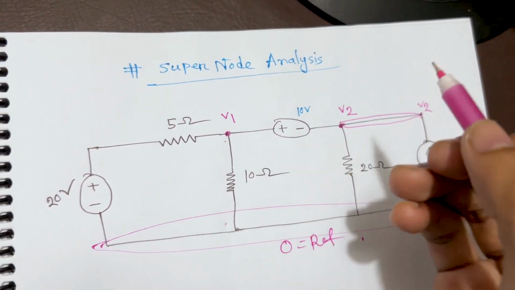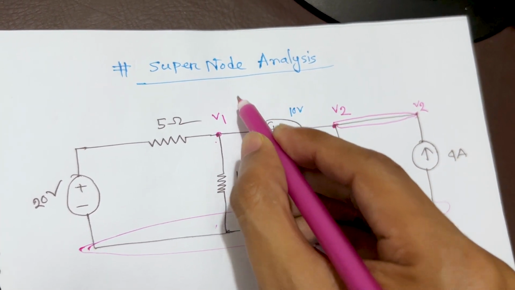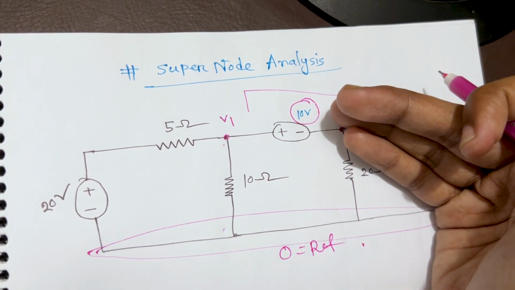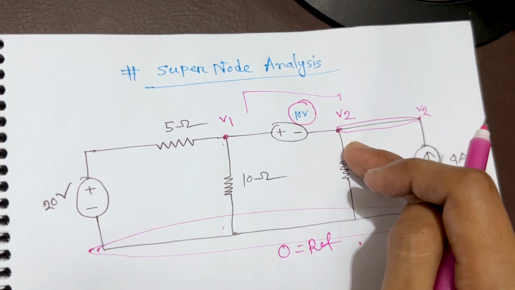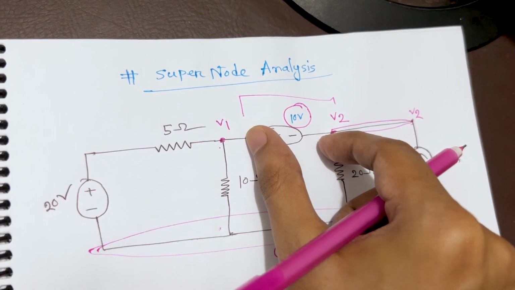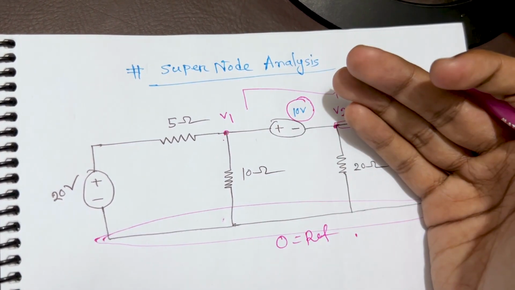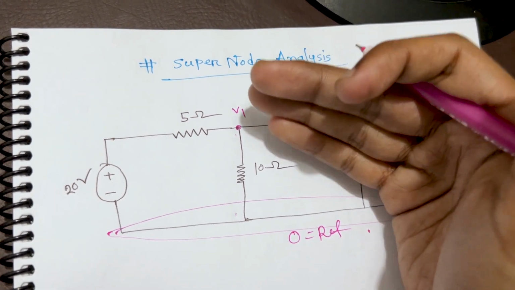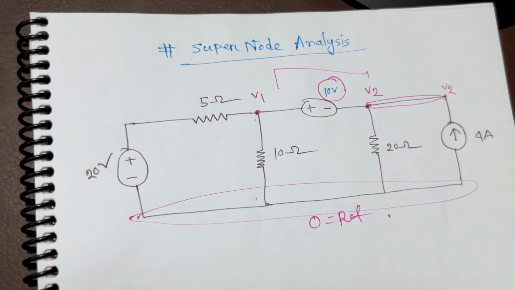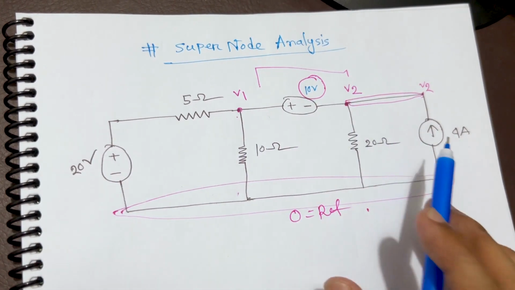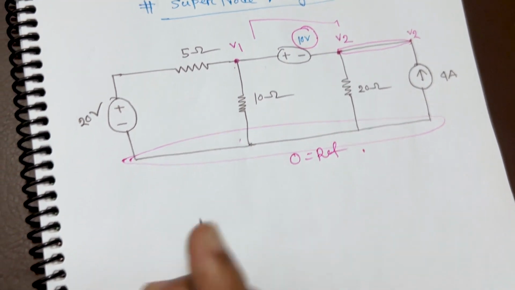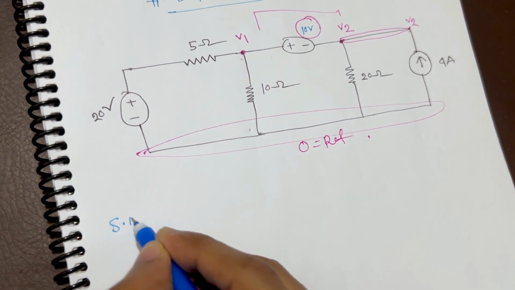As you can see, it is super node analysis because V1 and V2 are connected with a 10 volt source. Between those two node voltages we have another voltage source. That's why we call it super node analysis. So we can't work directly like we did in the previous examples. Let me show you what we can do. We need to combine everything so that we can find the two equations to solve for these two nodes.